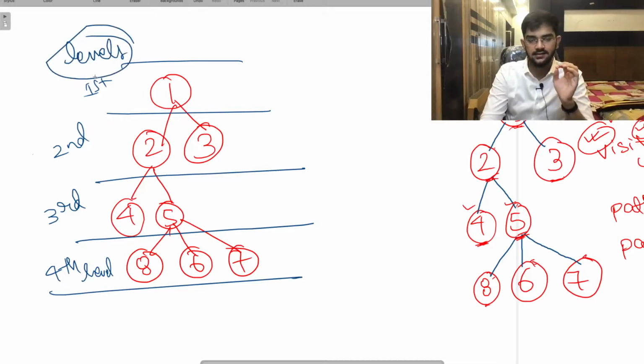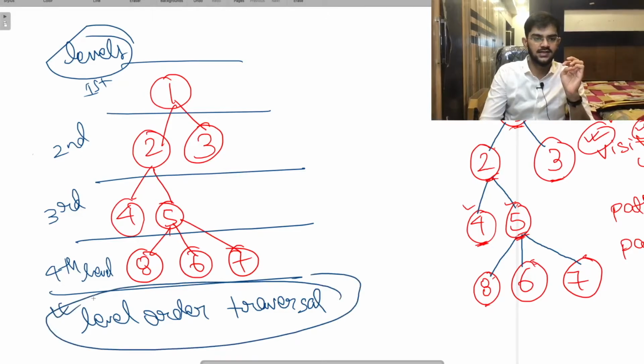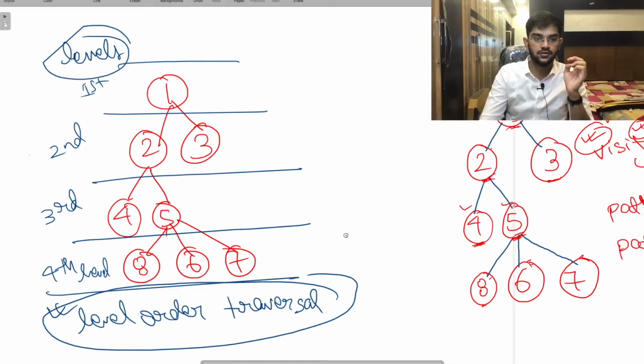So what did I just say? I'll just do a level order traversal, as simple as that. Let's just pick elements in order, level by level. So what will my path look like? My path is going to look like this.